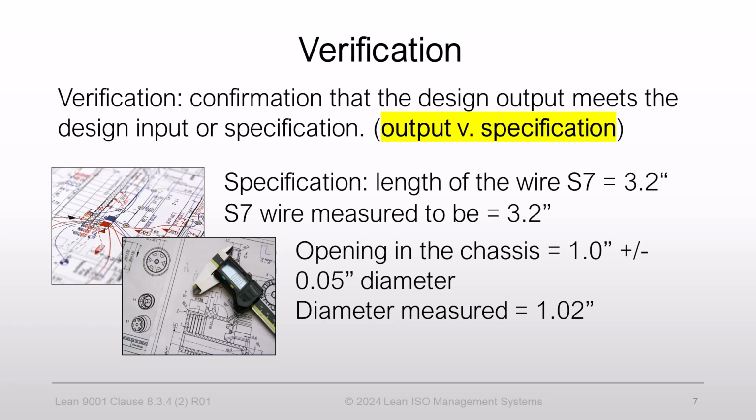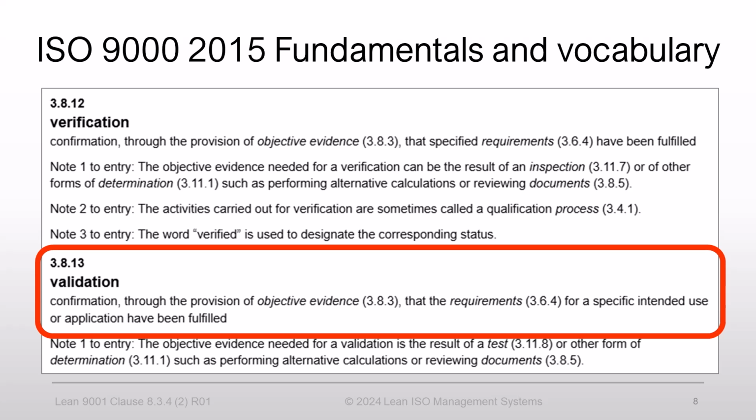Not so fast. Proving that the design meets the specification requirements does not mean it will work in real life. This is where validation comes into play. ISO 9000 Standard Element 3.8.13 defines validation as confirmation, through the provision of objective evidence, that the requirements for a specific intended use or application have been fulfilled.